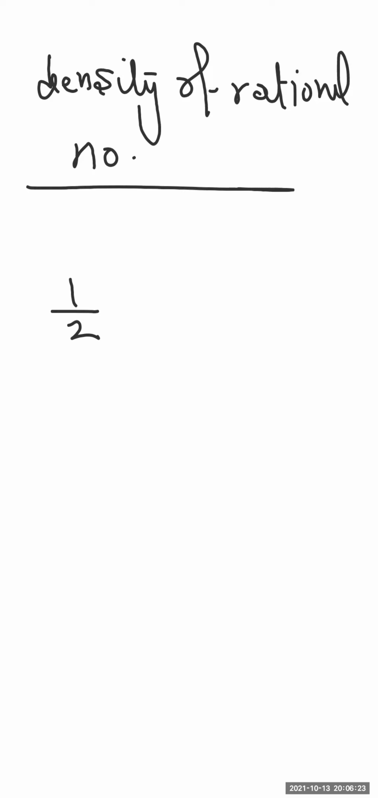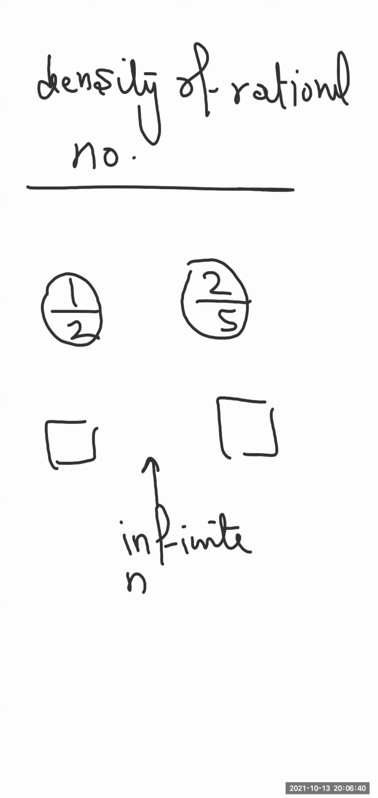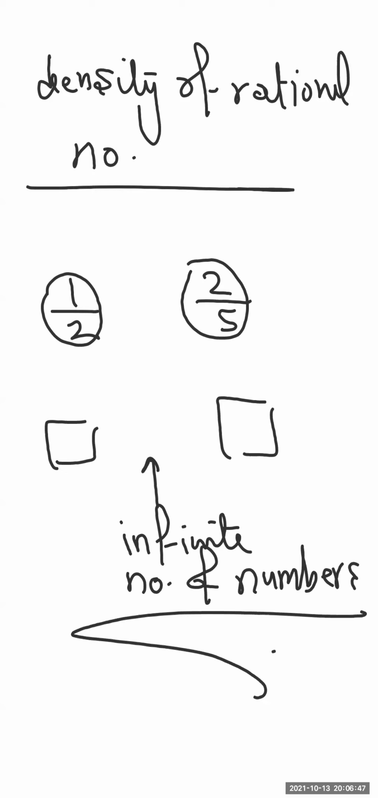So now 1 over 2 and another number like 2 over 5. Actually, between these two numbers or any other numbers, there is an infinite number of numbers. Infinite means too many numbers, you can't count them. Infinite, okay?